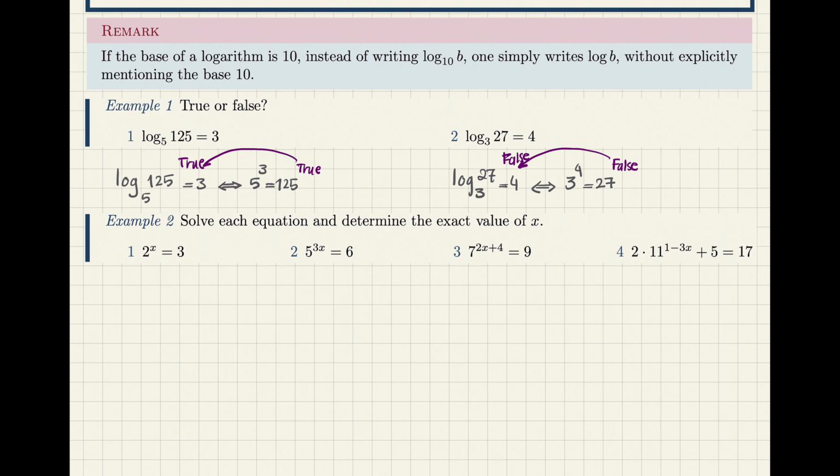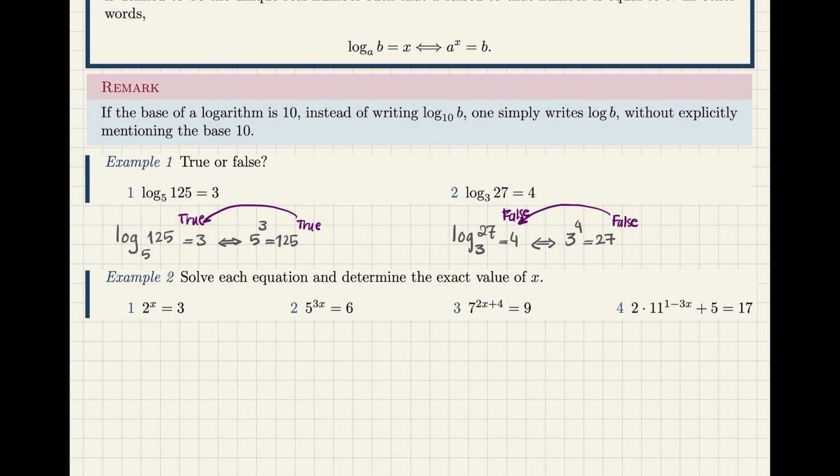Now number 2 is mainly trying to improve your skill to go from an exponential statement to its equivalent logarithmic statement. Here you see that we want to solve each one of these equations and determine the exact value for x. So what can we do for number 1? Number 1 is very simple actually. You see 2 to the x is equal to 3, and I am looking for this exponent x.